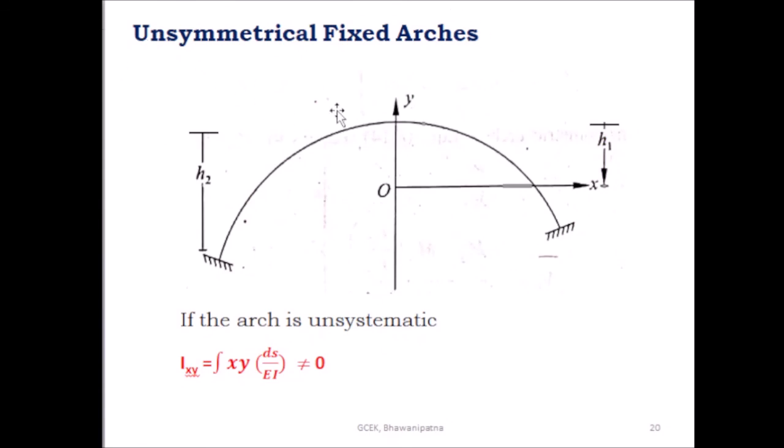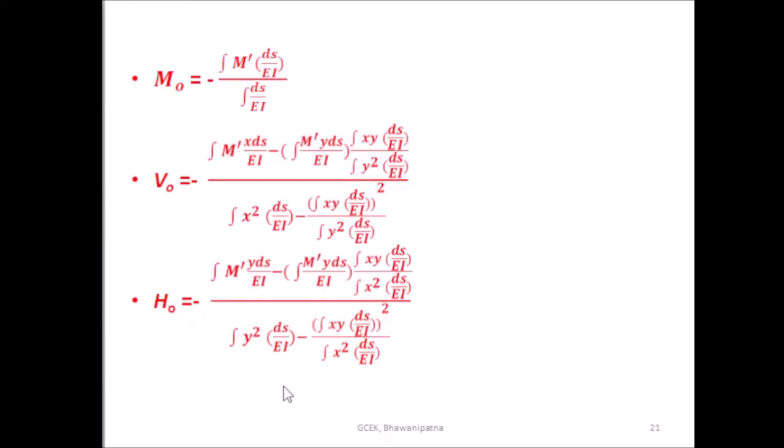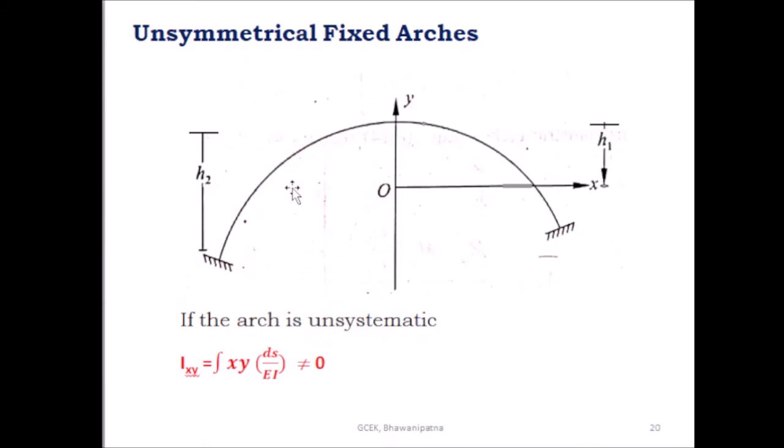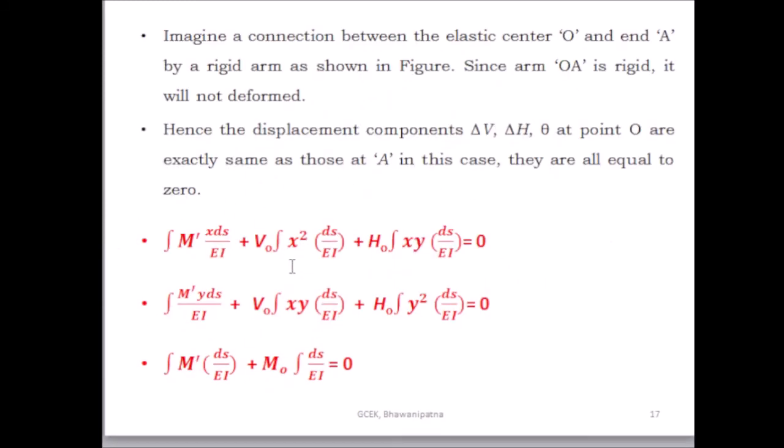Then what is an unsymmetrical fixed arch? In the case of an unsymmetrical fixed arch, this is the elastic center. Here the moment of inertia Ixy is not equal to 0. If the arch is unsymmetric, Ixy, integration xy ds by EI, is not equal to 0. So from this relation you can find VO, HO and MO, because here xy ds by EI is not equal to 0.